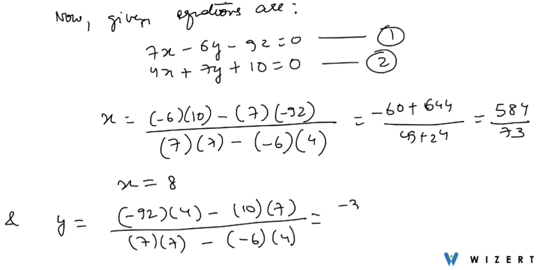Now let us simplify this. So after simplifying this, we will obtain the value of y. So y is minus 6. So x is 8 and y is minus 6. Therefore, x is equal to 8 and y is equal to minus 6. So this is the answer.